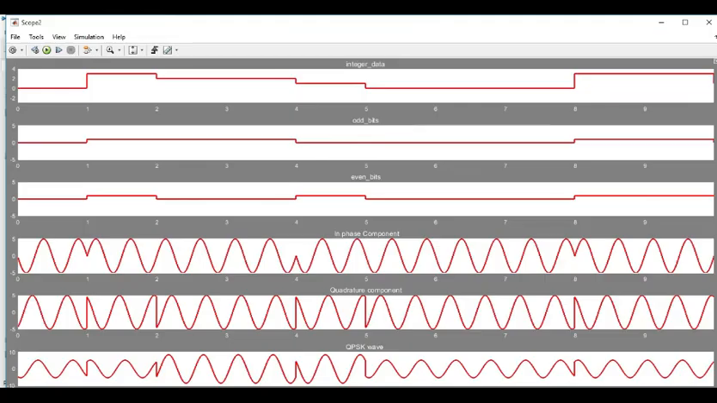Just observe the waveform. This is my integer data. We're taking odd bits and even bits, that is, bit splitting is going to happen here. Then this will be your in-phase component and the quadrature-phase component, and this will be your QPSK waveform. You can observe here. At last you will have a QPSK.